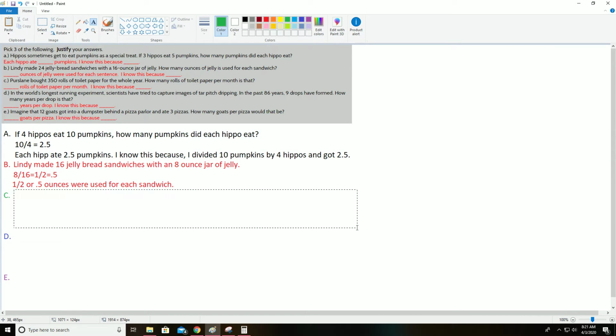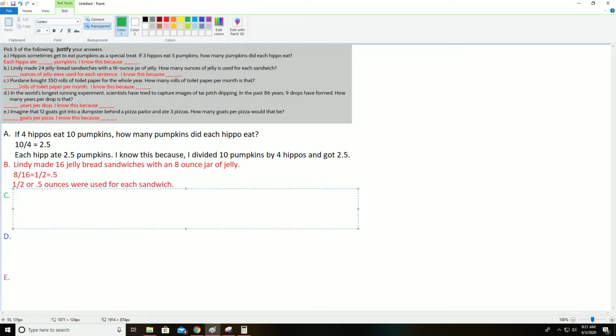Draw out our box here. Okay, so the third one says Purslane, I guess that's the name. Purslane bought 350 rolls of toilet paper for the whole year. How many rolls of toilet paper per month is that?